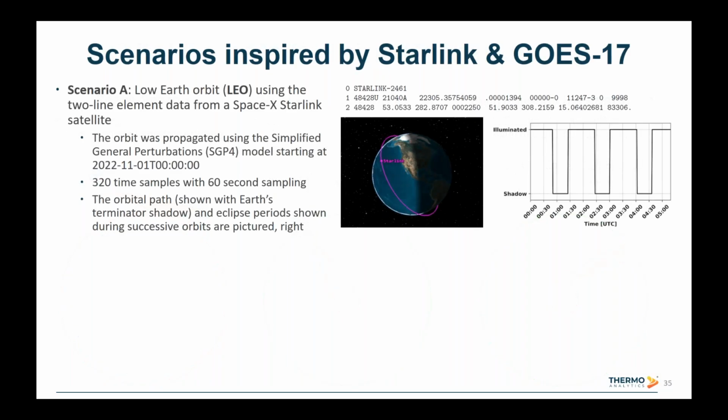So we're going to look at two different scenarios here. The first is a low Earth orbit scenario that is inspired by a Starlink orbit. So we used some two-line element data from a SpaceX Starlink satellite and used that to create our orbit propagation. The figure at the far right there shows which portions of the path are illuminated by the sun versus when the payload's going to be in shadow. So that gives you an idea of what we're looking at.